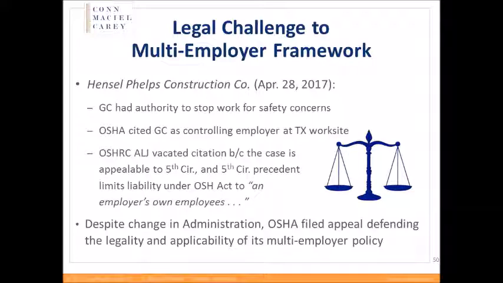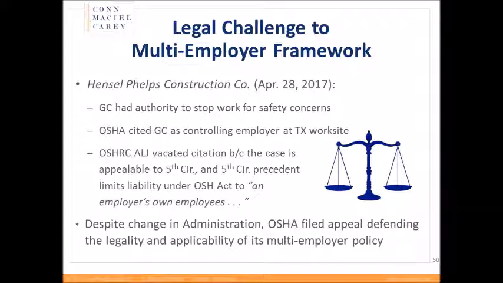In that case, Hensel Phelps was cited in 2015 by OSHA as a controlling employer for permitting subcontractor employees to perform work in an unprotected excavation. During the case, the administrative law judge did determine that Hensel Phelps was the controlling employer, that it was aware of employees being in unprotected excavations, and that it did have the authority to actually stop work, and actually did in fact stop work at one point because of safety concerns.